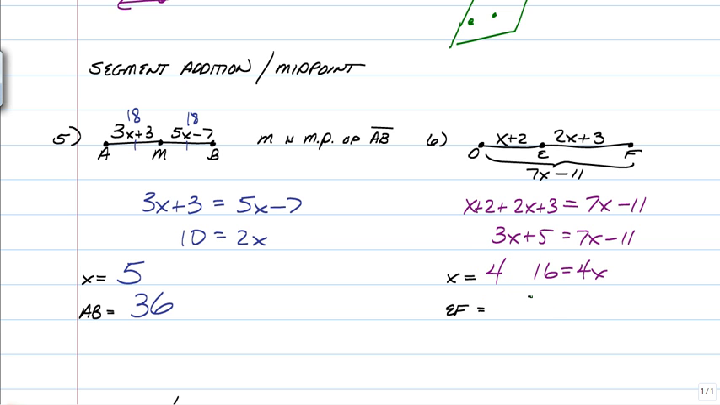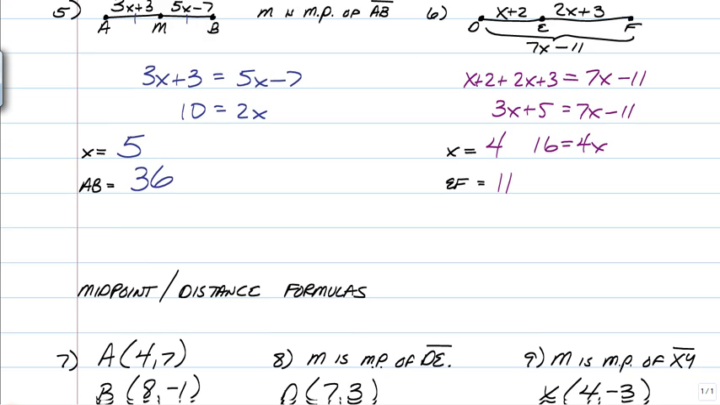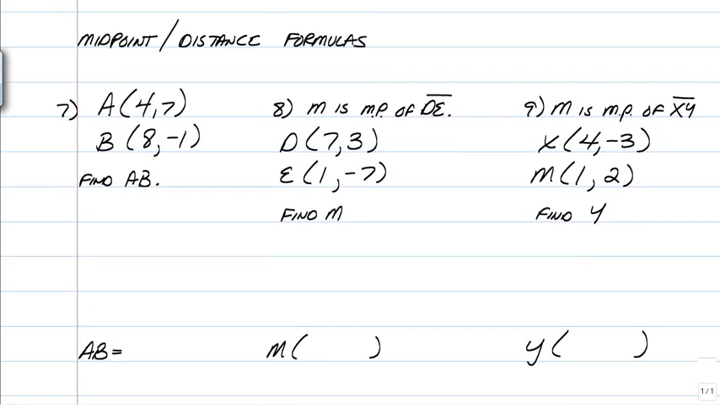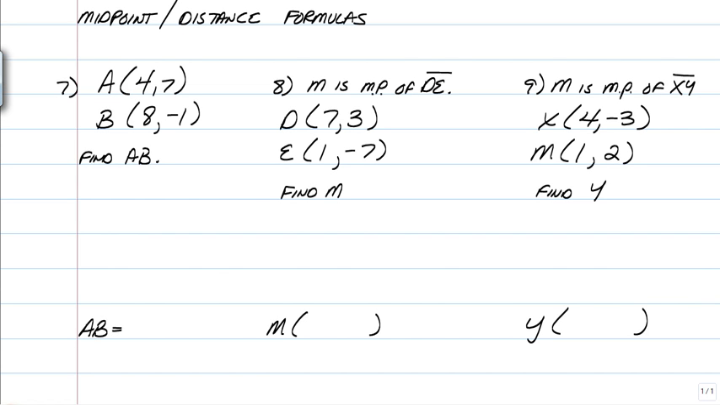Now I just need to know what EF is this time, so you just substitute 4 in here. 8 plus 3 is 11, and you are done with segment addition. And the last section that we're going to talk about for this quiz is your midpoint and distance formulas.